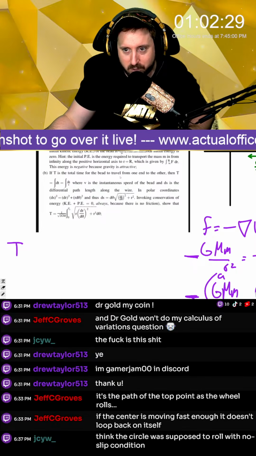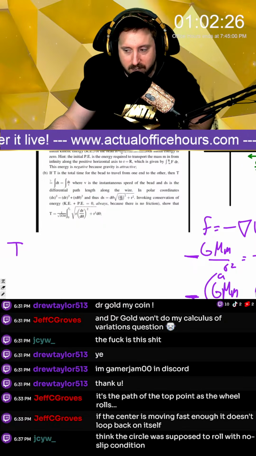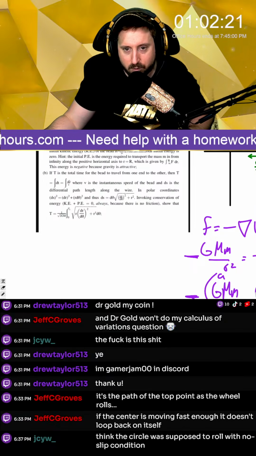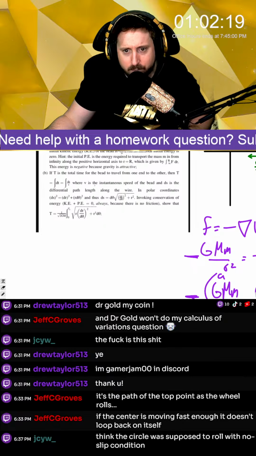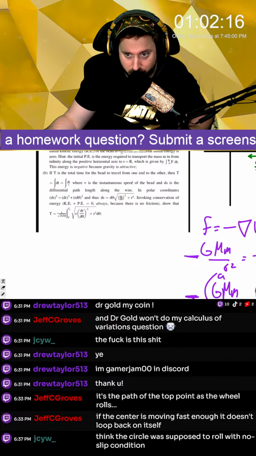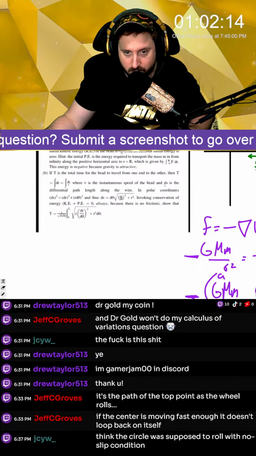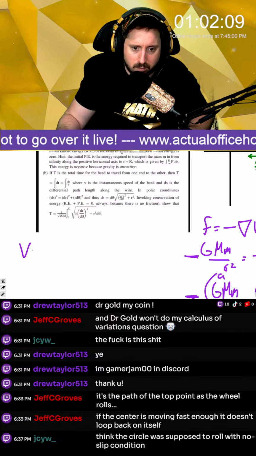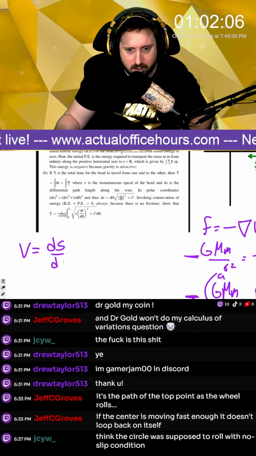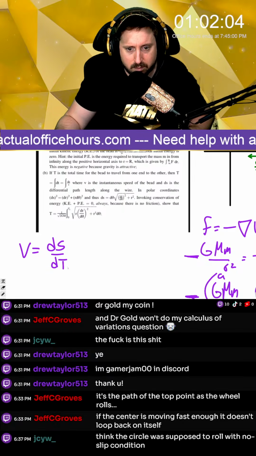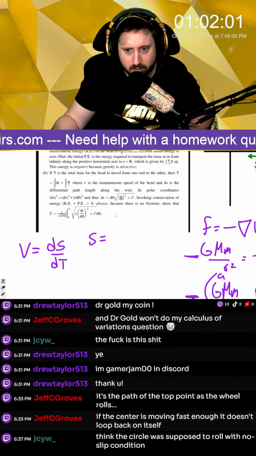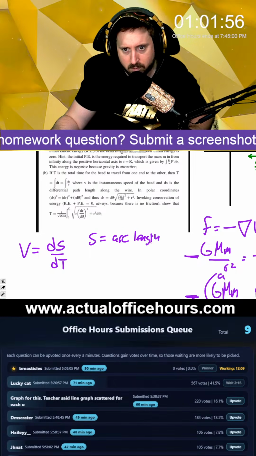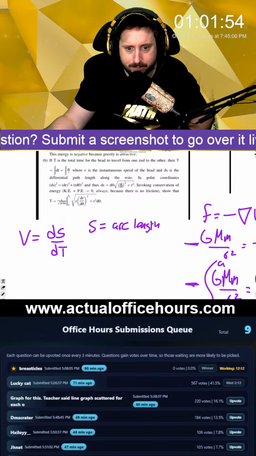If t is the total time for the bee to travel from one end, then t is equal to the integral of dt, which is equal to the integral of ds over v, where v is the instantaneous speed. So think about the definition of velocity in terms of the differential. Yeah, v is ds/dt, where s is the arc length. Right, because when it travels a non-linear path, instead of x, we just use s.